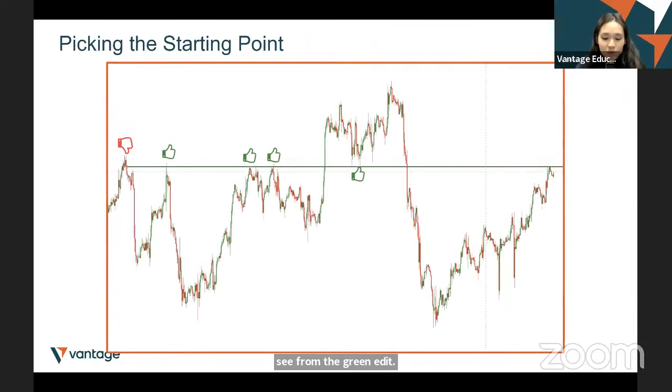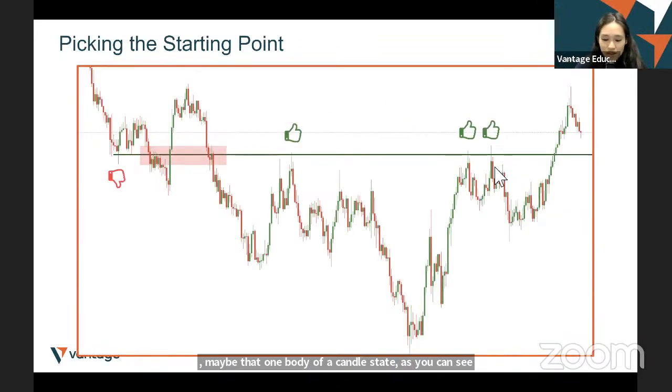Here's another example. We have our first red thumb on our image. So this is what you want to avoid because it's intersecting multiple bodies of candlesticks at the very first swing high. So instead, you want to maybe start from the second swing high with the first green thumb. So this is also what we consider a clean cut. So you have levels that are only cutting the wicks or only cutting maybe like one body of a candlestick, as you can see from the intersection.